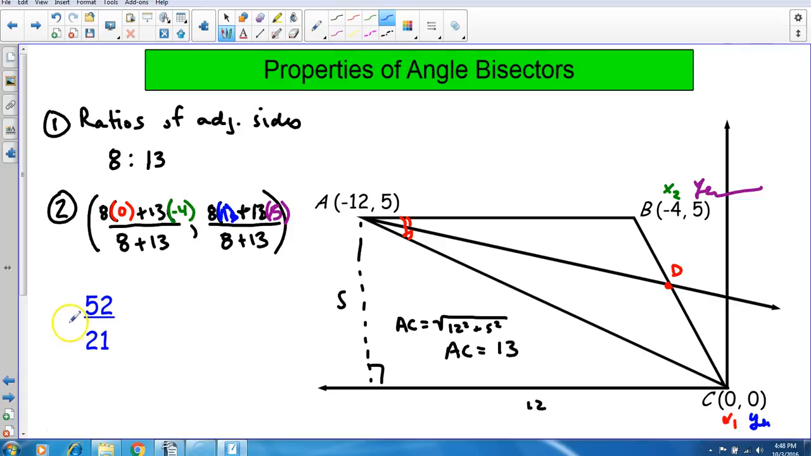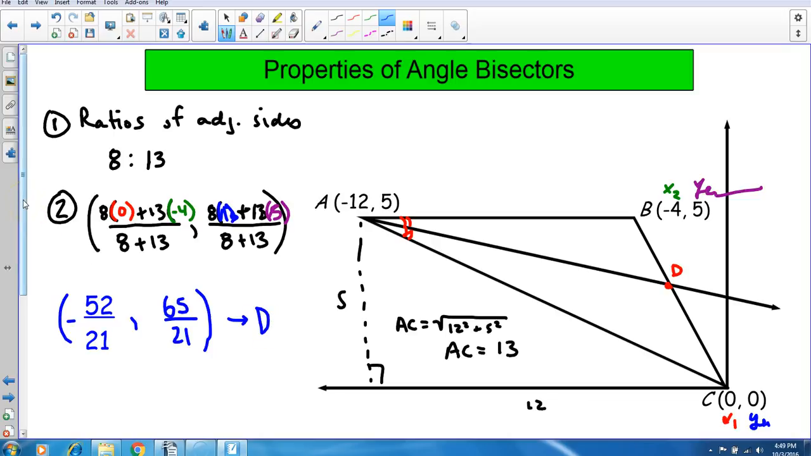The second coordinate, I'll do this so I don't forget my negative. And the coordinate of the y's is going to be 8 times 0 plus 13 times 5. I know that's hard to read, sorry about that. 13 times 5 is going to be 65, so it's going to be 65 over 21. So there is point D. This is point D, that's the intersection.